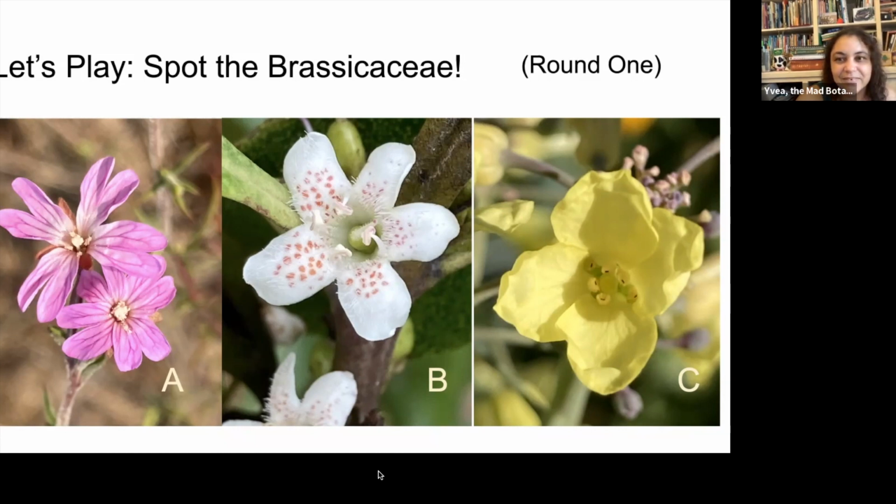Let's see here. Oh, I've seen all 8 people have voted. Okay, here we go. And it looks like everybody got the right answer. So let's see here.